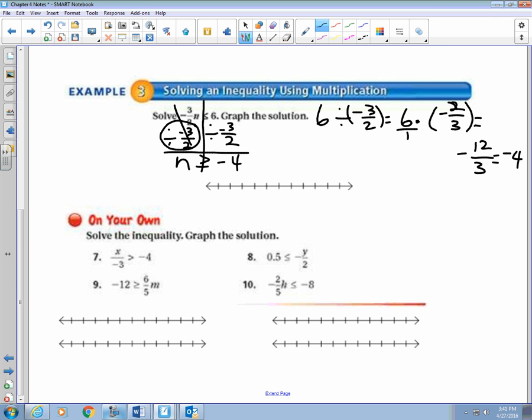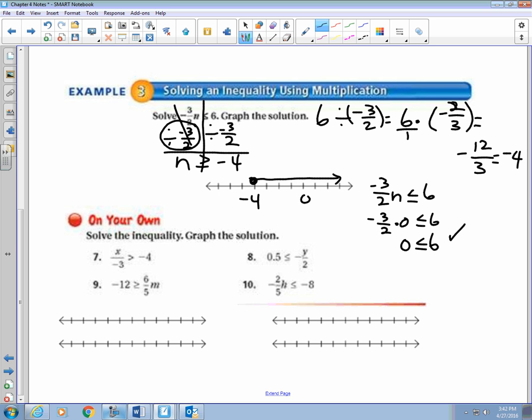Now let's graph that. If we graph this, we need a 0 and a -4 on our number line. n can be equal to or greater than, so I'm going to put a closed circle and an arrow to the right. Now, if I want to be sure that this in fact works, I could take any number to the right of -4 and plug it in. So let's do that. -3/2 n is less than or equal to 6. I'm going to take 0, that's to the right of -4. -3/2 times 0 should be less than or equal to 6. Well, any number times 0 is just 0. So 0 is less than or equal to 6. And 0 is less than 6, so that worked out.